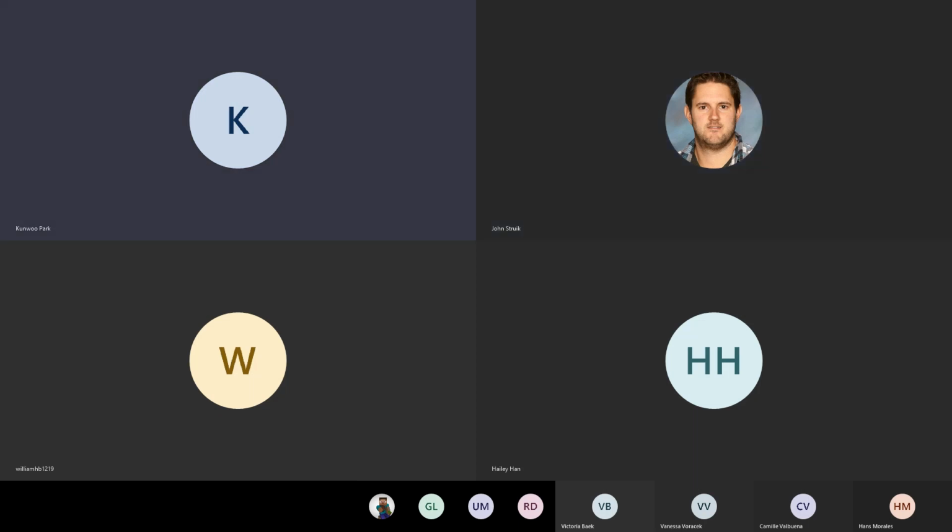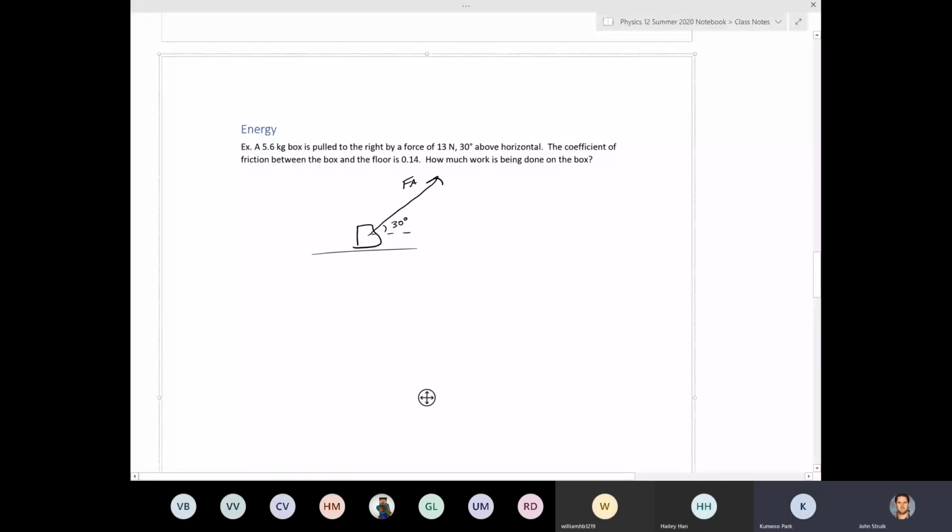Can you see the screen? The screen is gone. I don't know why. It's weird. Okay, there you go. Can you see that? Yeah. Okay, so you have the box, you have the FA going up and right, and then you're going to have friction going that way.